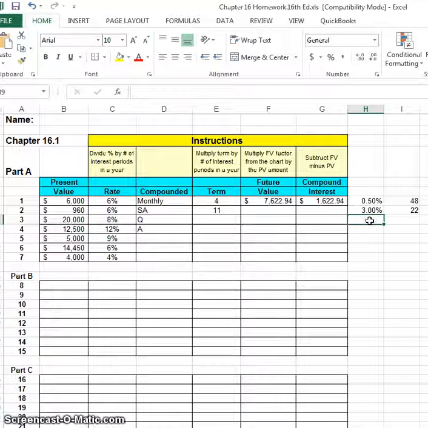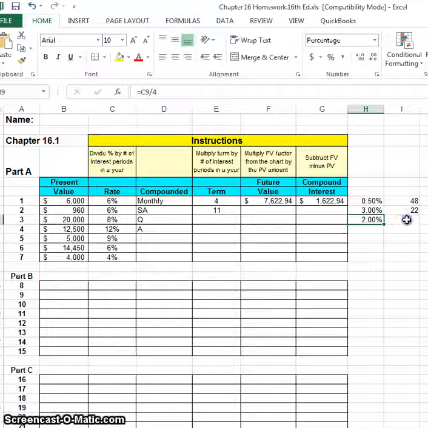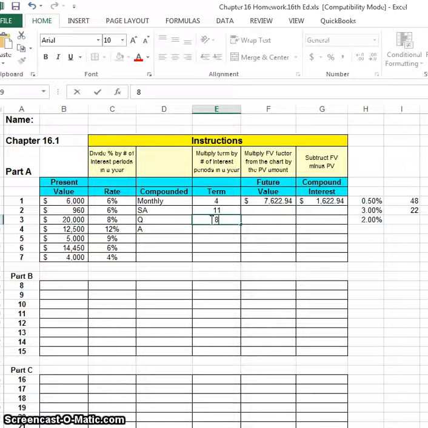The next one is quarterly. So we're going to take our 8%. This time we're going to divide it by 4. There's 4 quarters in a year. Again, change it to a percent, add a couple of decimal places. And look on your page 317 to find out how long this is going to be in the account. It looks like 8 years. So let's put an 8 in that term cell.